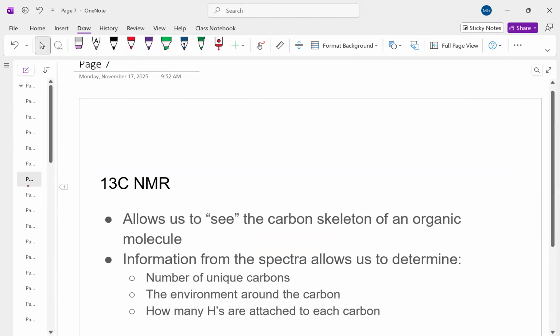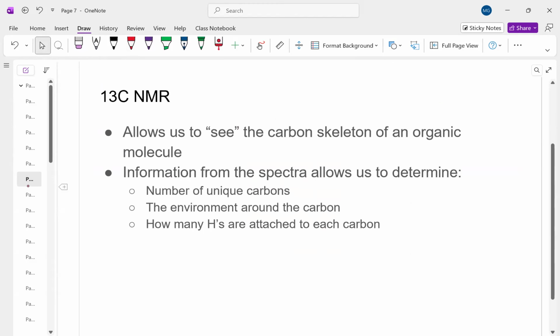In the next video, we're going to jump right into interpreting NMRs and the important skills that you need to develop to correctly interpret NMR. But that's for the next video.